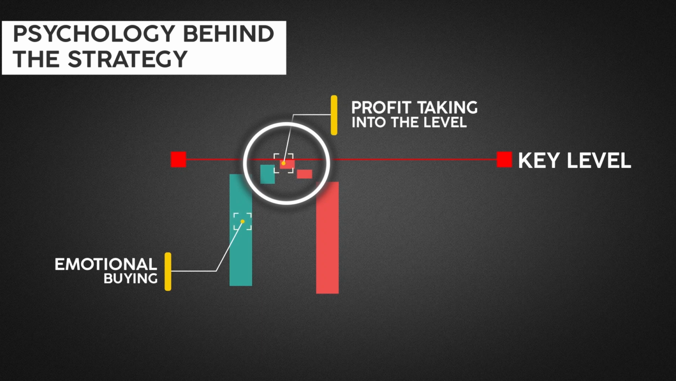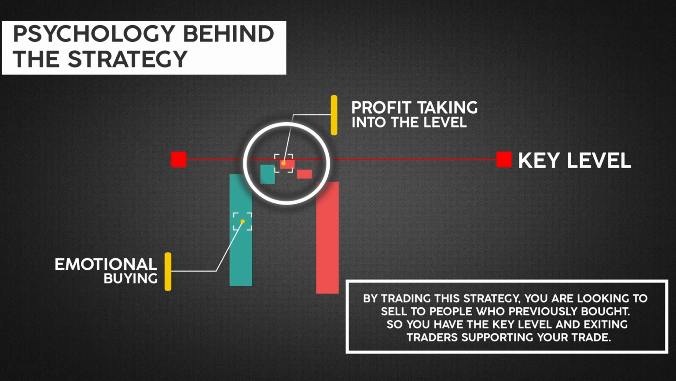So buyers who previously bought are now becoming sellers, and they put in their sell orders to close their positions with a profit. This causes the upward momentum to slow down. And once these buyers are out, price then bounces off the level. By trading this strategy, you are looking to sell to people who previously bought. So you have the key level and exiting traders supporting your trade.